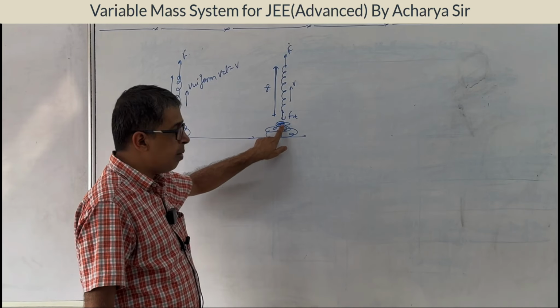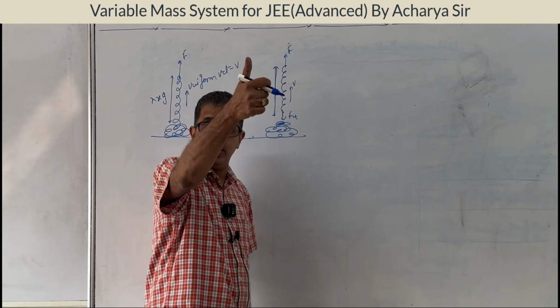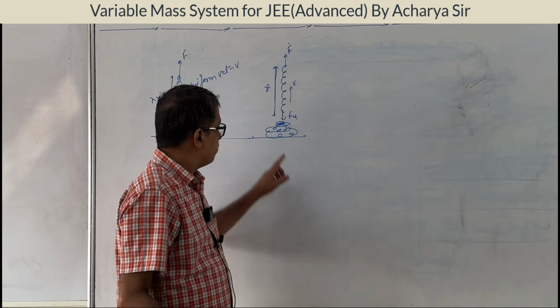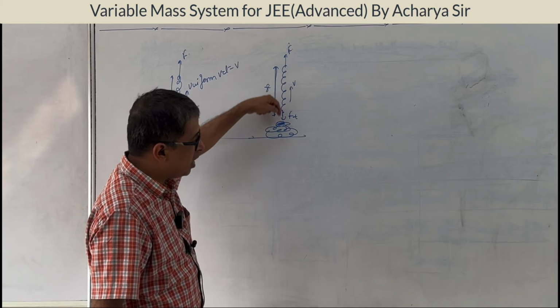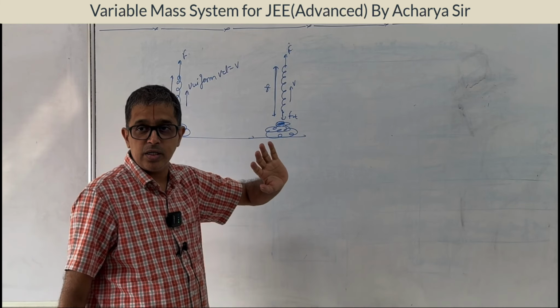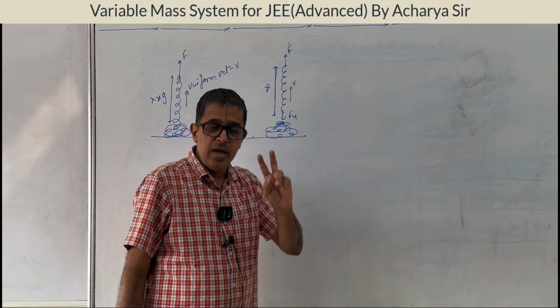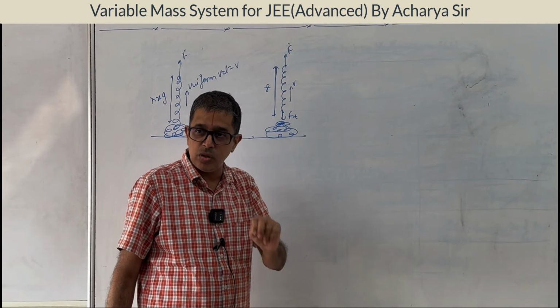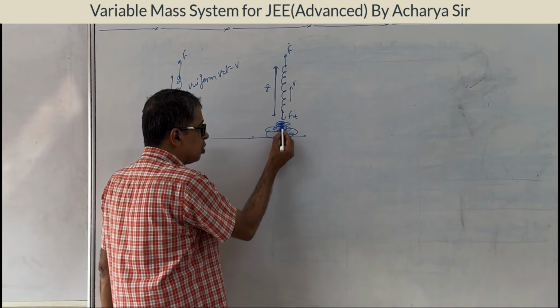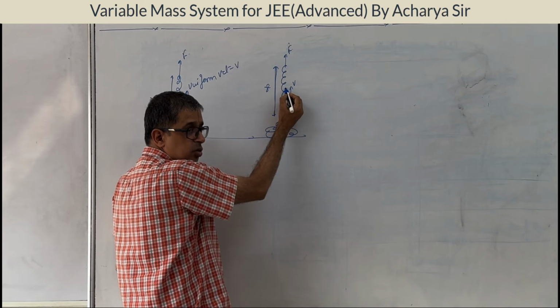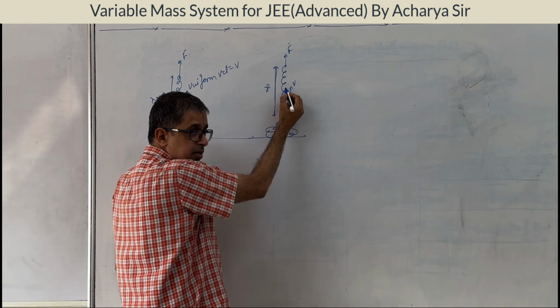A small element of the chain is being pulled in the upward direction. That element will pull the chain in the downward direction. Every action has an equal and opposite reaction. Action and reaction will never be on the same body. Action is on the small element. Reaction is on the vertically hanging chain.